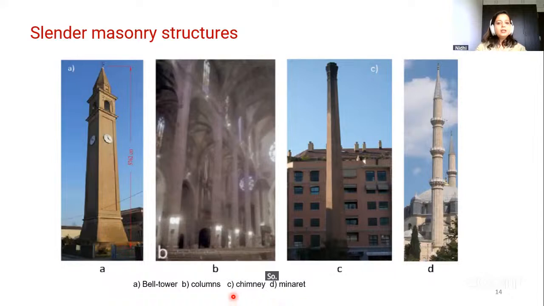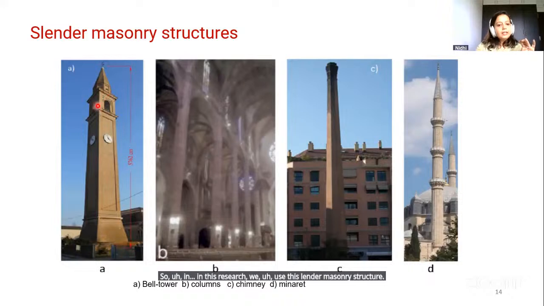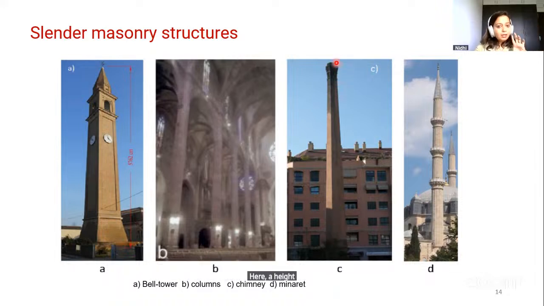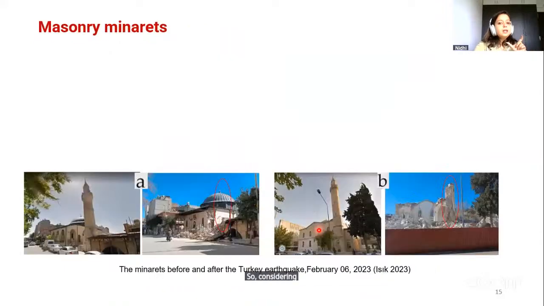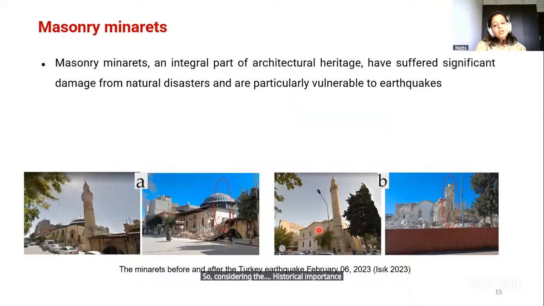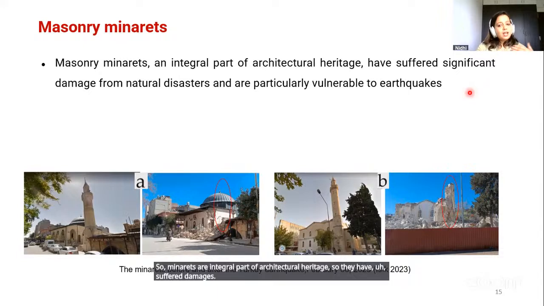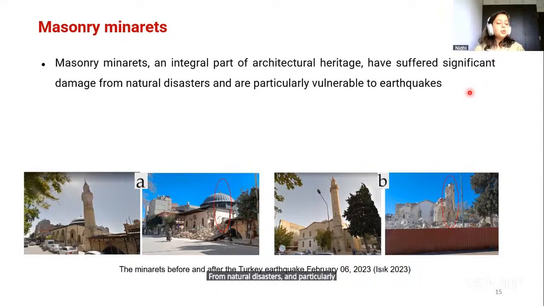In this research, we use slender masonry structures. In slender structures, one dimension is very big, here the height is very large compared to the other dimensions. That is known as a slender structure. Considering the historical importance, we have considered masonry minarets. Minarets are an integral part of architectural heritage. They have suffered damages from natural disasters, and particularly they are very vulnerable to earthquakes.